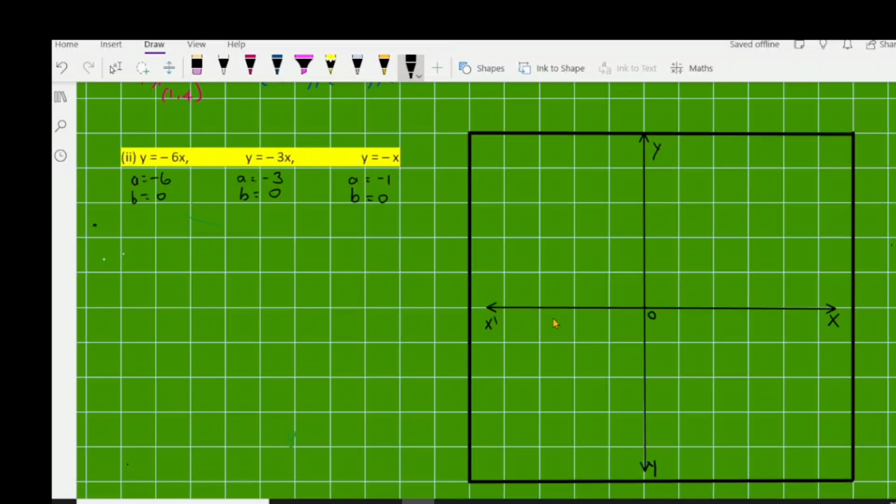So the first observation, b is equal to 0 gives that the three lines pass through the origin. This is our first observation. Next observation, a is less than 0. In all the three lines, a is negative.